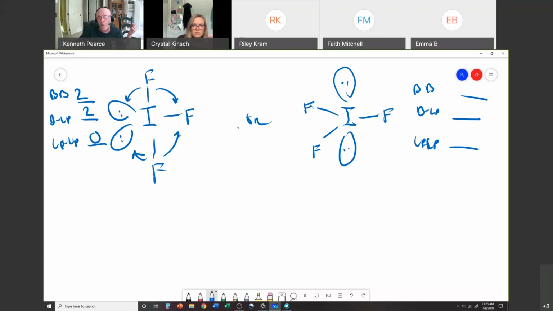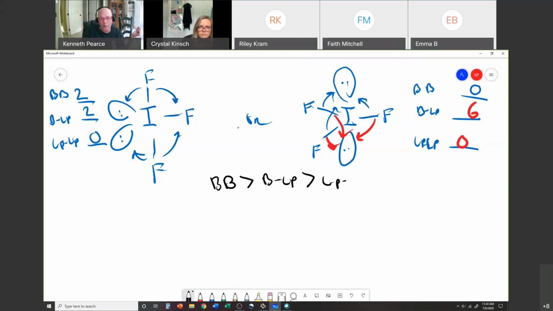Okay, over here, what do we got? Bonded, bonded. We have 0 bonded. We have 1, 2, 3, 4, 5, 6. And how many lone pairs do we have? We have 0. And you may say to yourself, well, which one matters most? The way we look at it is bonded bonded is more favorable than bonded lone pair, which is more favorable than lone pair.